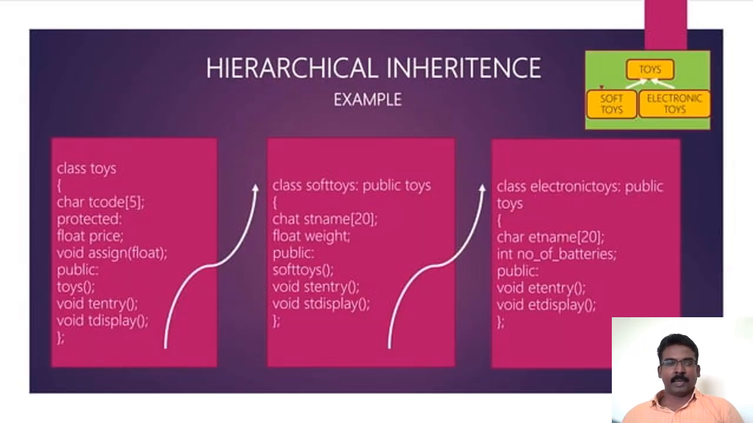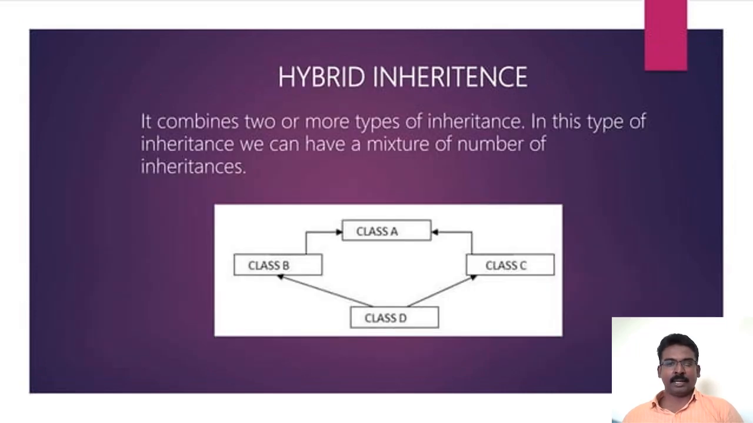Here, toys is a base class. These toys are derived into both soft toys and electronic toys. You can classify them under toys. You can have two categories, that is soft toys and electronic toys. If you see it in the reverse order, both these toys come under the main class, toys. So this is nothing but hierarchical inheritance.